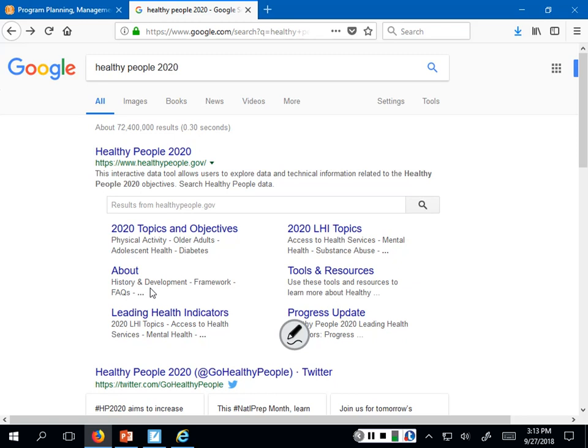That's fine. But okay, if you just look here at what's on the screen, you should be able theoretically to search the 2020 topics and objectives, and neonatal mortality. I was working last night when I did all this. Neonatal mortality falls under the topic of maternal and infant child health. So there are different, again, topics in Healthy People 2020.